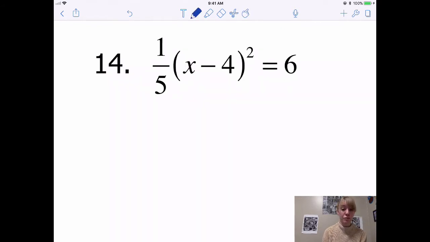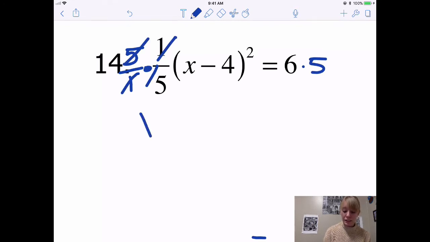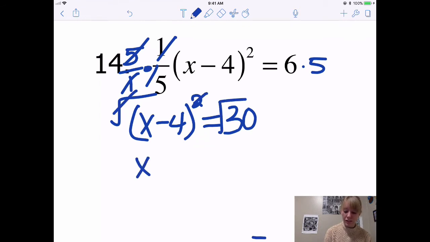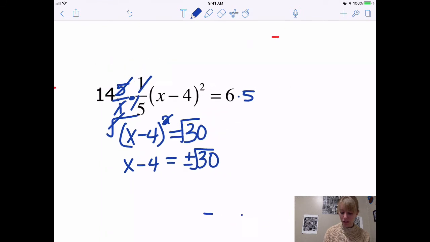14, I again have parentheses, so I've got to deal with this 1/5 before I do anything inside the parentheses. Multiply by 5 over 1 on both sides. And I get x minus 4 squared is equal to 30. I got to undo that square, so I do a square root. Those two cancel, and I have x minus 4 is equal to plus or minus the square root of 30.